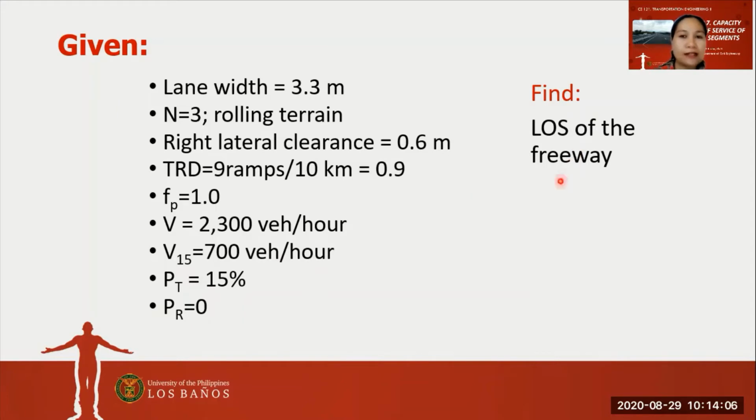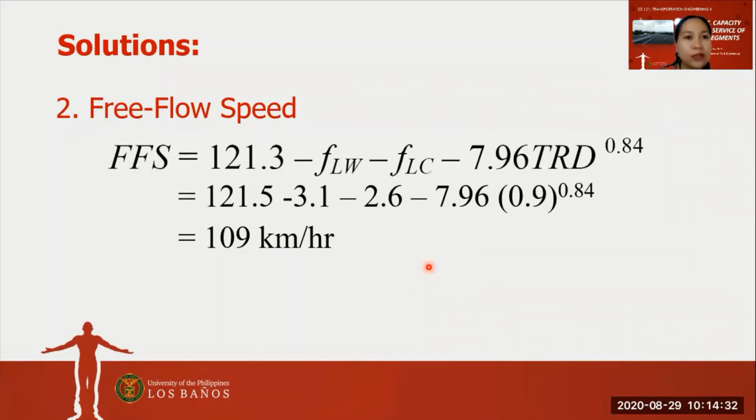So the next slides will show us how to determine the LOS following the 4 steps that we have discussed in the previous slides. Since the first step entails the basic information that we have for the freeway, we have already completed that step. So we will move now to determining the free flow speed of the freeway.